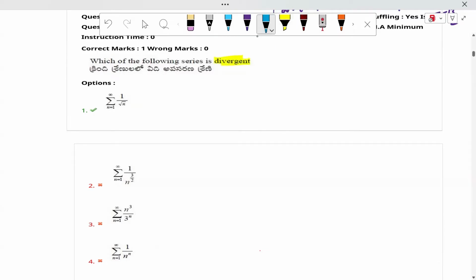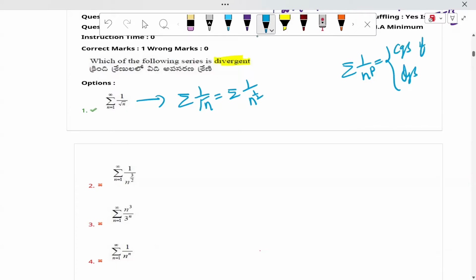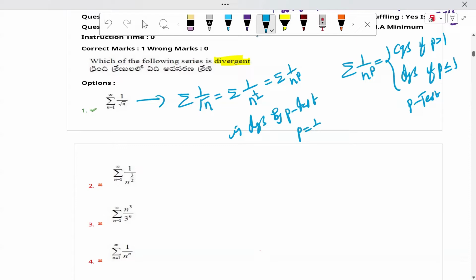For example, the first series is summation 1/√n. It is nothing but summation 1/n^(1/2). We know that summation 1/n^p is convergent for p greater than 1 and divergent for p less than or equal to 1. It is nothing but the p test. According to the p test, comparing with summation 1/n^p, it is divergent, because the p value is 1/2, which is less than 1.